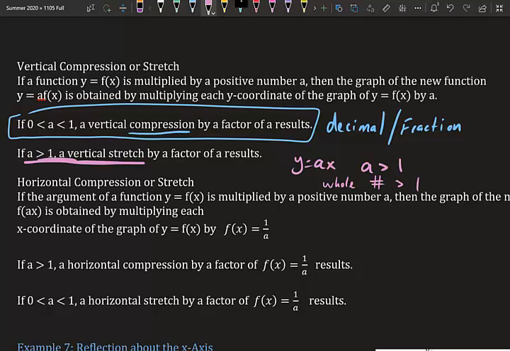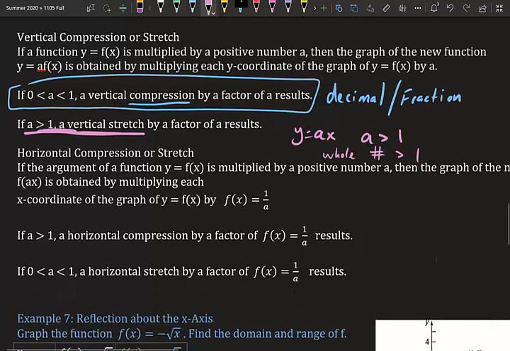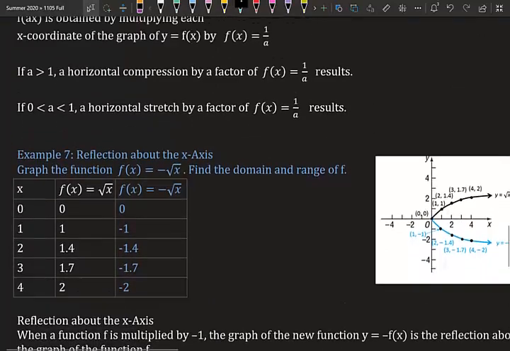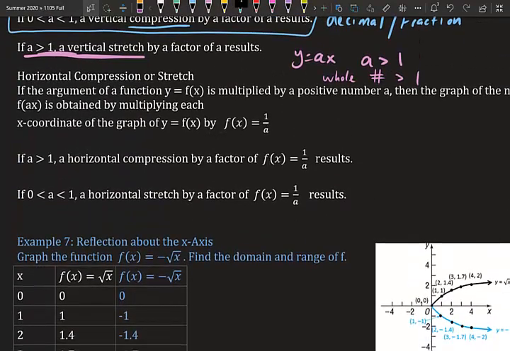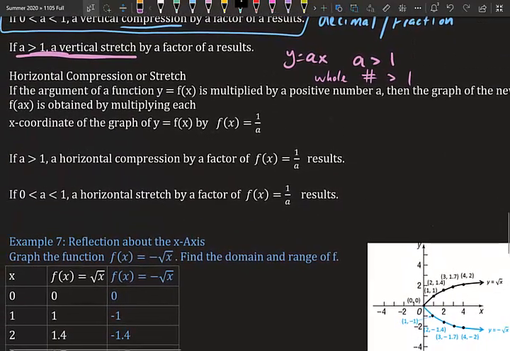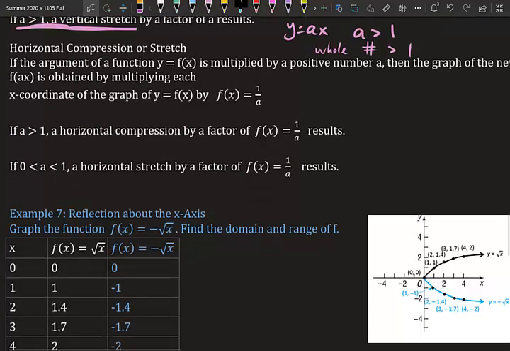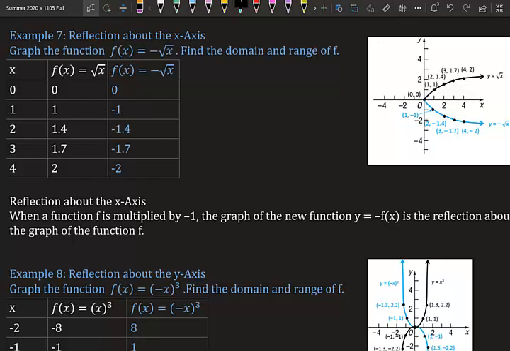So it's a whole number greater than 1. All right, the second part is just a repeat of what I just said, but I explained it perfectly, and I'm not going to go over that. All right, reflection. So graph the function f of x equals negative square root of x. We're going to find the domain and range.